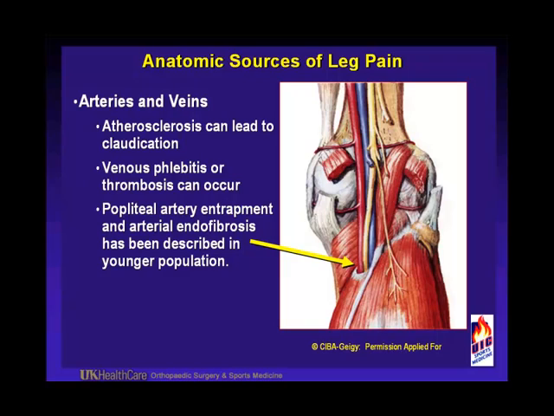Arteriosclerosis can lead to claudication, venous phlebitis, or thrombosis can occur posteriorly. This is a good example of a drawing depicting where these structures live. There can be popliteal artery entrapment from aberrant fascia of the medial gastroc. So think about that if a healthy person is developing claudication of their calf when they're running. This can be described as arterial endofibrosis and needs workup with a vascular surgeon, and usually ultrasound techniques are helpful for diagnosis.